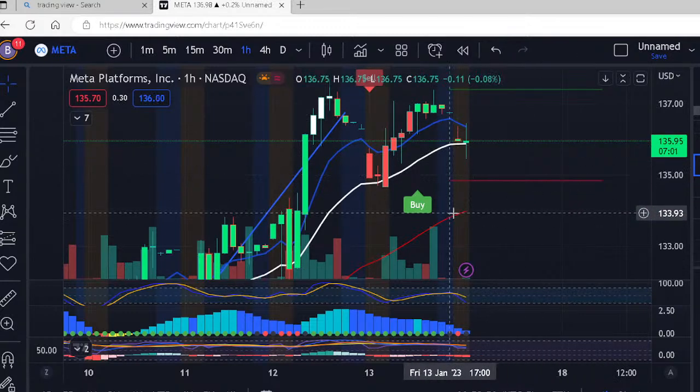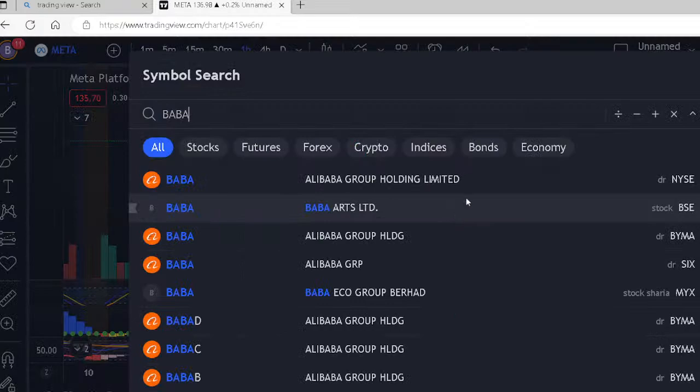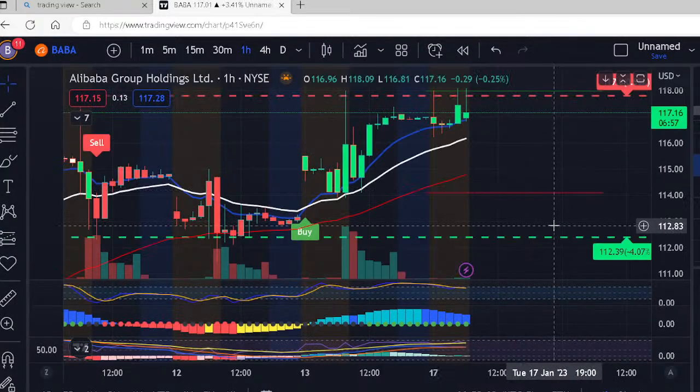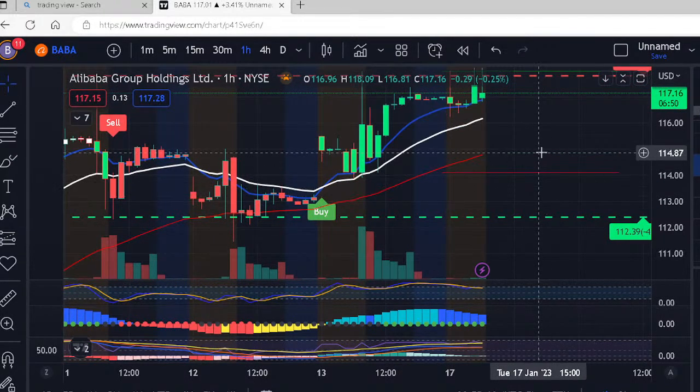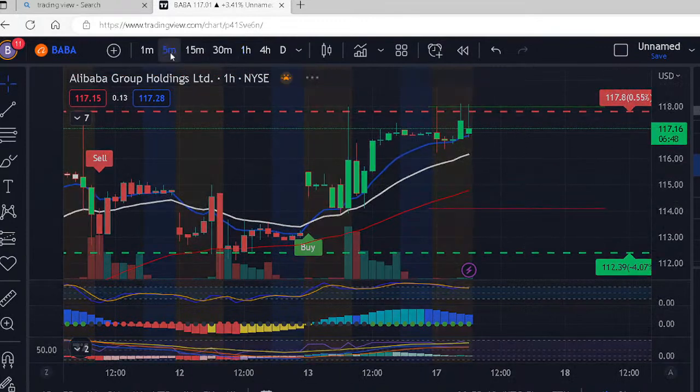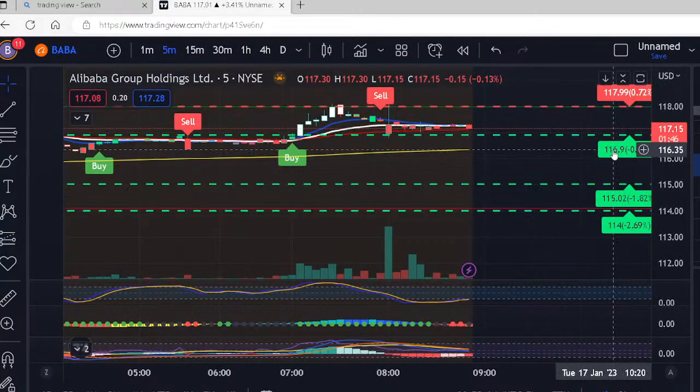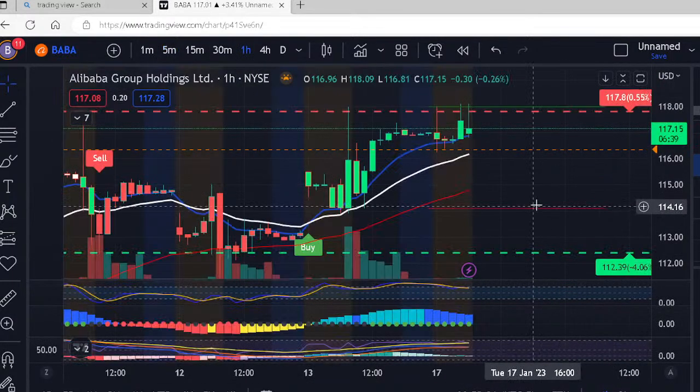Baba, I'll go over Baba for you. I used to have Baba on my watch list. So obviously there's a gap down here to be filled at 113.15. Let's see where the 200 is. Okay, so the 200's right here. So I'll put a price alert right here. This is just so I could see it on the hourly chart where the 5 is.